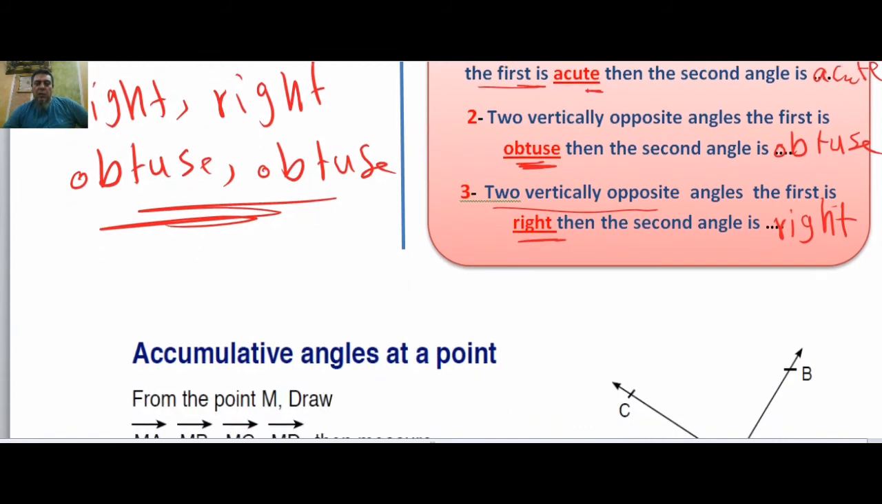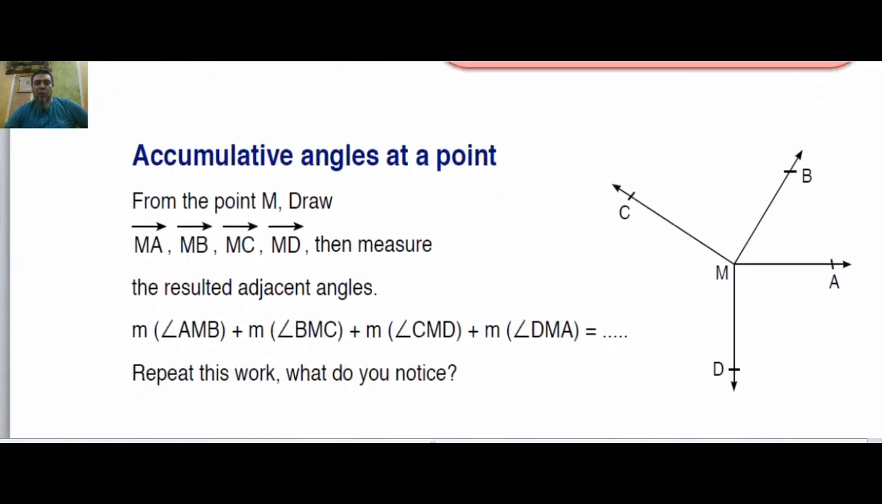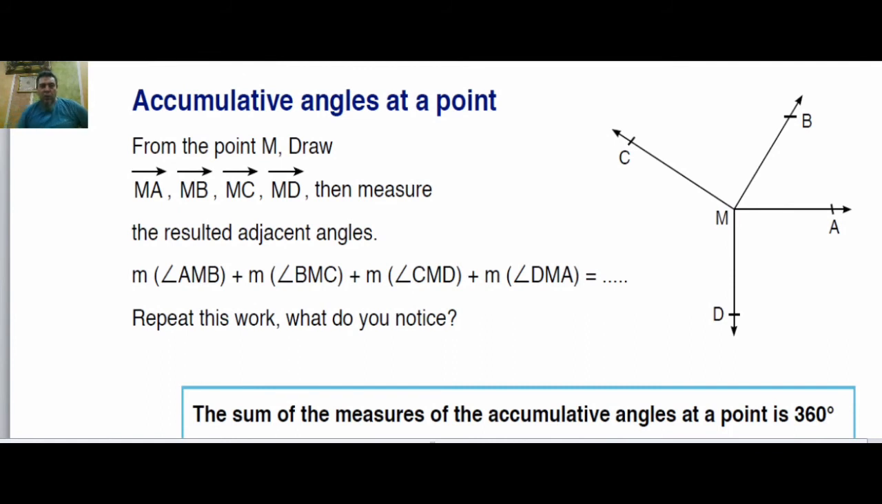The last definition: accumulative angles at a point. What's the meaning of accumulative angles at a point? From the point M, we draw ray MA, ray MB, ray MC, and ray MD. The resulting adjacent angles: angle AMD, AMB, BMC, CMD. The sum of their measures equals 360.